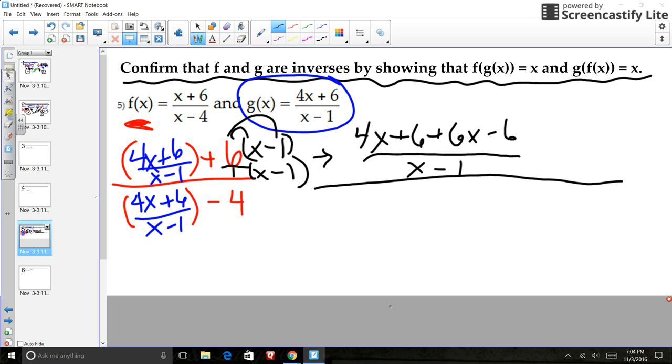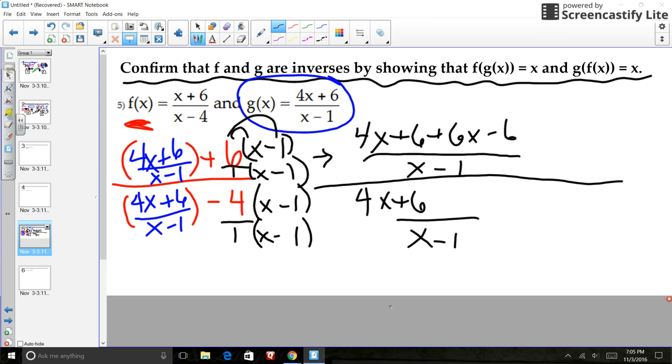So in the bottom half, I've got the 4x plus 6 over x minus 1 minus 4. So then I'm going to put that minus 4 over 1. And I need to get a common denominator there as well. So that's going to be x minus 1 and x minus 1. So what happens is at the bottom is all x minus 1. And then on the top, I get 4x plus 6. Then this, do you see how it's minus 4? So I have to distribute that through. So minus 4x plus 4. Be really careful on your signs.